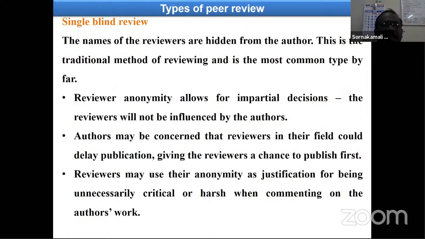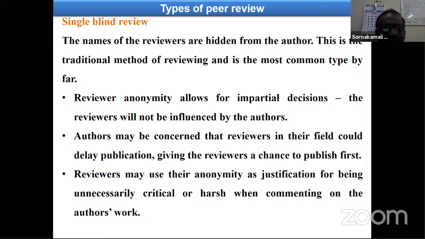Okay. Then after submitting, the paper must undergo the peer review system. There are 3 kinds of peer review system. That is the single blind peer review system. Here, author names are known to the reviewer, whereas reviewer names are not known to the author. It is the most traditional method of reviewing and the most common type so far. Because of reviewer anonymity, the reviewer can make impartial decisions.